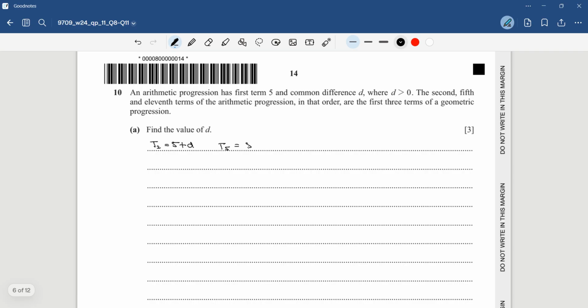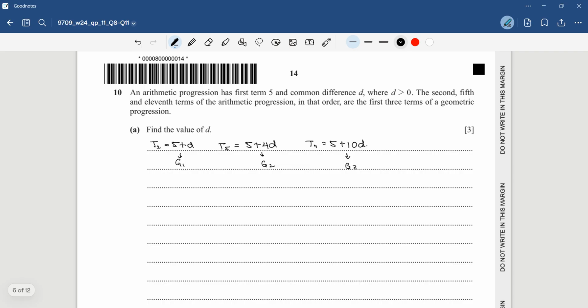T5 is equivalent to 5 plus 4D. And T11 of the arithmetic progression is 5 plus 10D. They say it's the first three terms of a geometric progression. So I'll call them the geometric first term, second term, and third term.